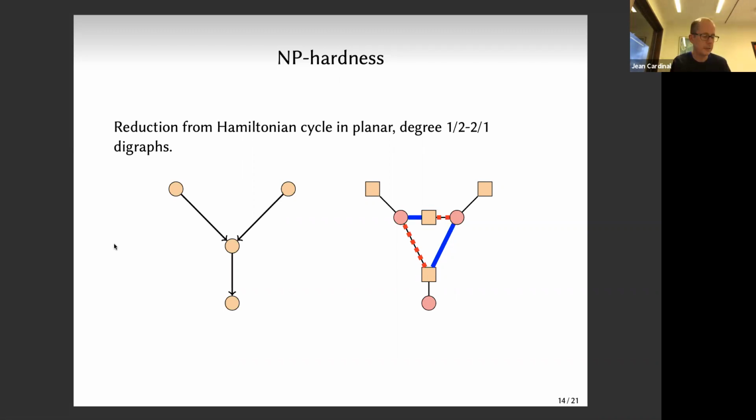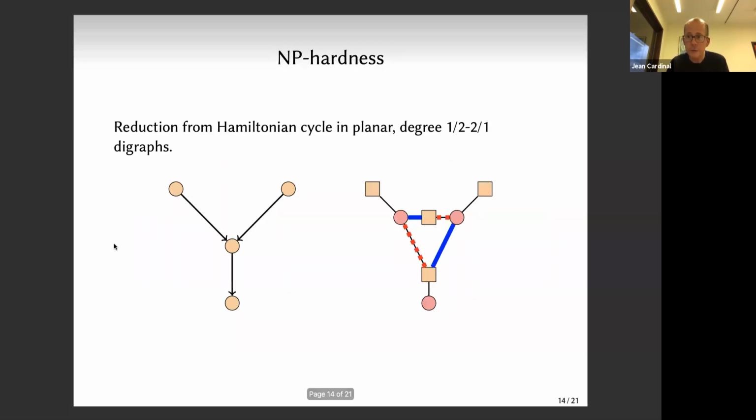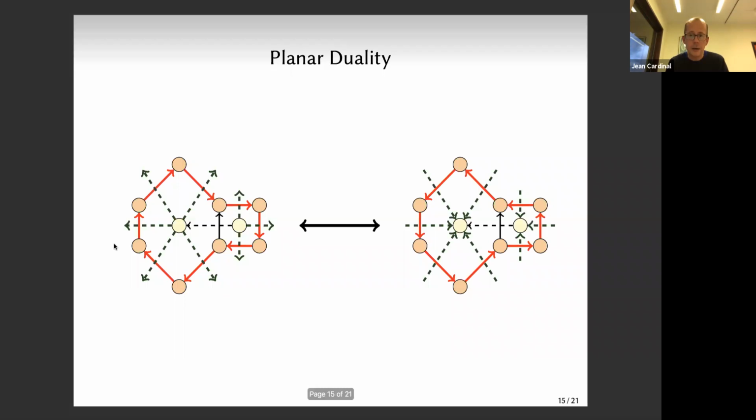Let me check time. Okay, so let me mention another problem that we looked at. Suppose that the graph, well, it's NP-hard even if the graph is planar, right? If the graph is planar, there's something that we can look at, which is called the planar dual, right? Now, every face of the planar graph becomes a vertex, and every edge becomes a dual edge that connects two faces, right? So this is how the picture looks.